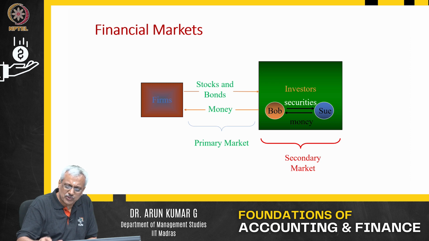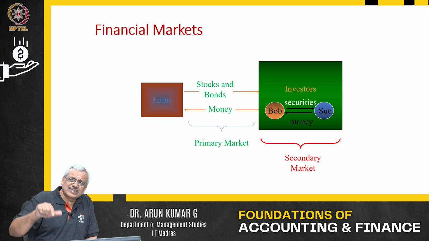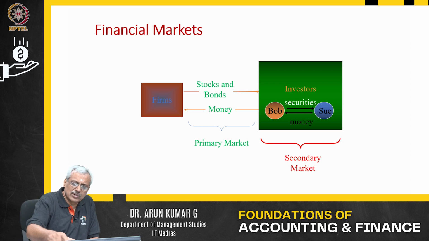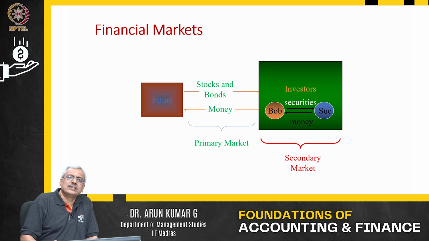Now, what is this Bob and Sue and the secondary market? Once investors buy the stock or the bond, the equity or the debenture, from the firm, I can sell it and make money. When I sell it, I am not selling it back to the firm; I am selling it to other investors. The investor pool is very big, with millions of investors. If I want to get out of the investment, I will sell, and another potential investor will buy it from me.